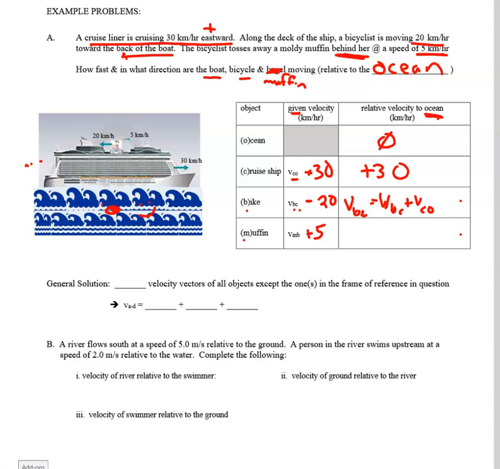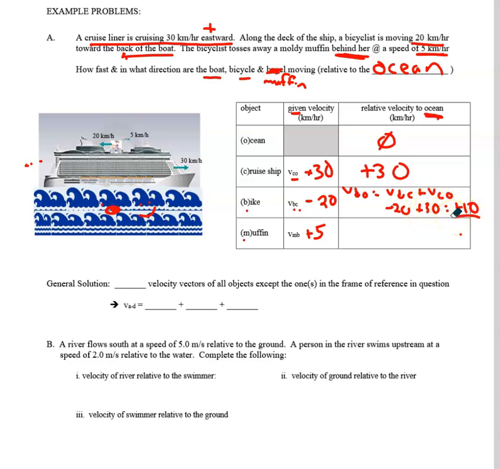Okay, so let's put this together. I ran out of room, so if I write a little smaller and a little neater, I'm going to rewrite what I just did. The velocity of the bike relative to the ocean is the velocity of the bike relative to the cruise ship plus the velocity of the cruise ship relative to the ocean. Bike relative to the cruise ship is negative 20. Cruise ship relative to the ocean is a positive 30. So I get positive 10.